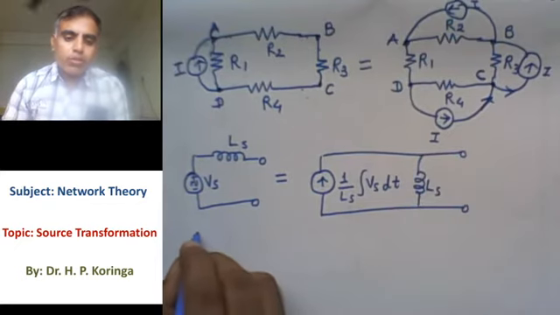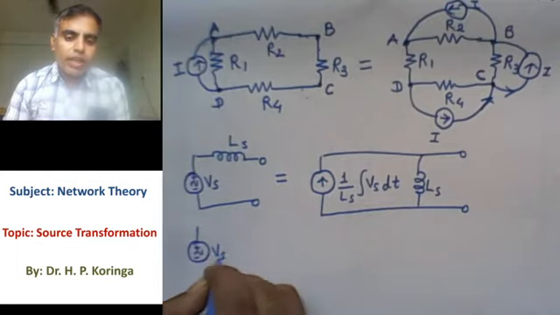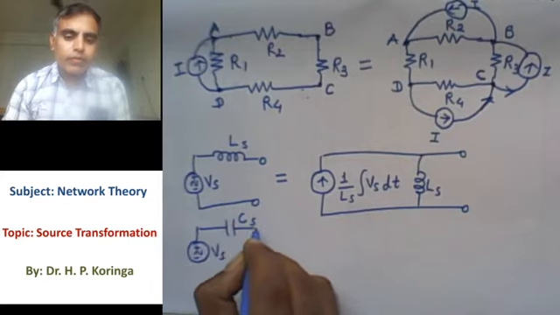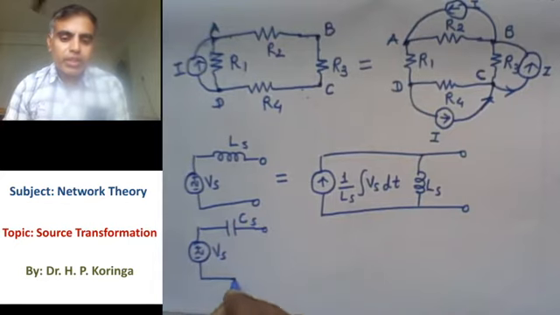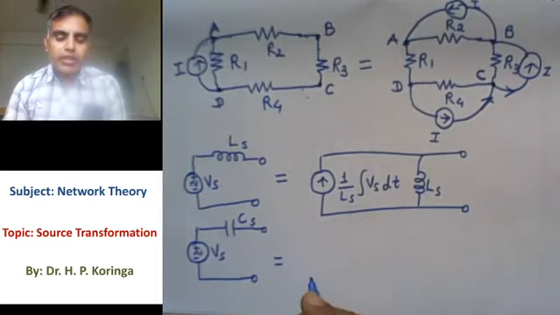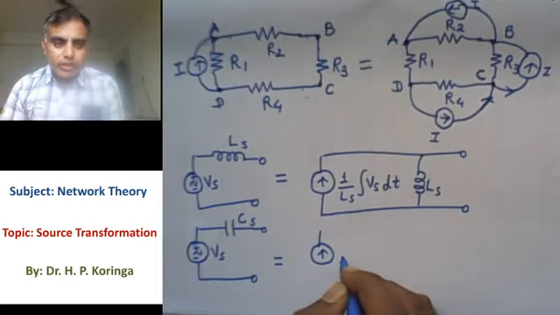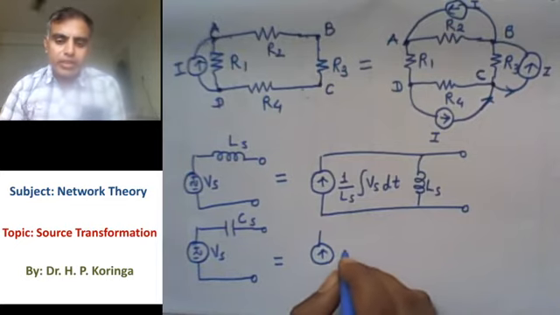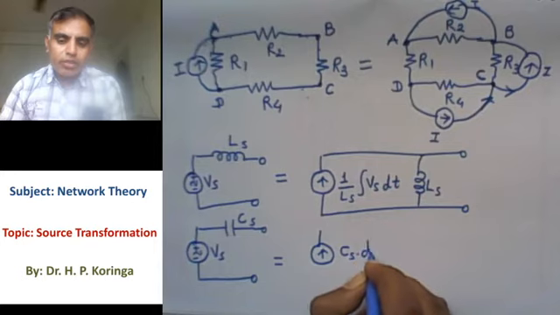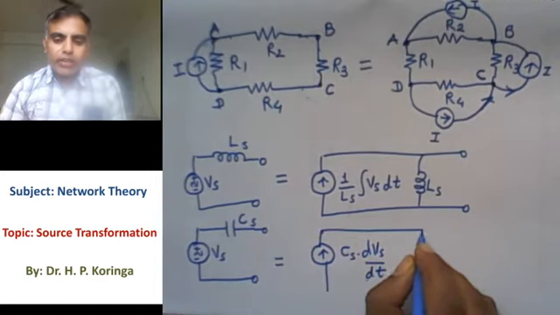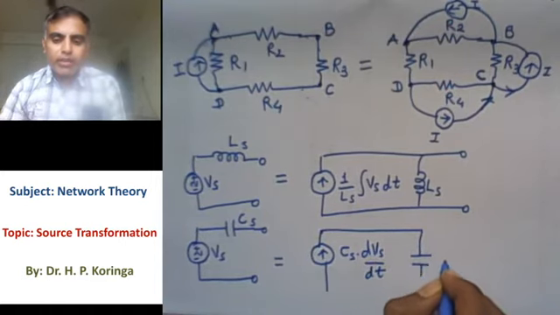Right. Now suppose any voltage source has a capacitor in series, a capacitive internal impedance. Then in the current source, the current passing through the capacitor equation is IC equals C dV by dt. So it is CS into dVs divided by dt. That is the current source value, and we have to connect the same value capacitor in parallel.